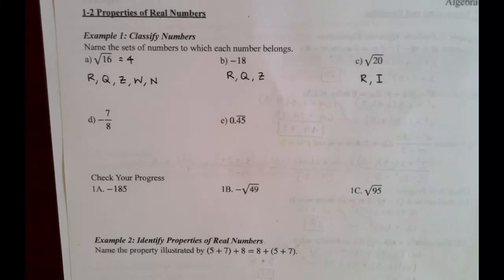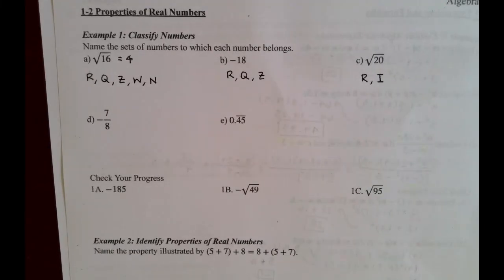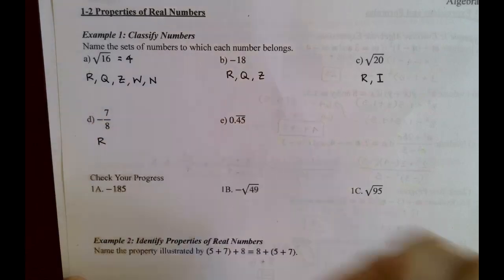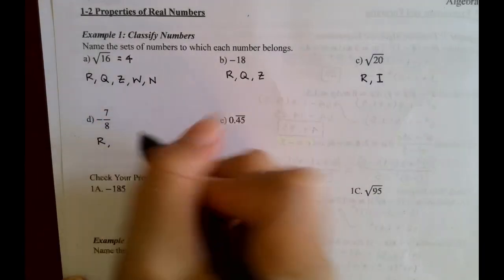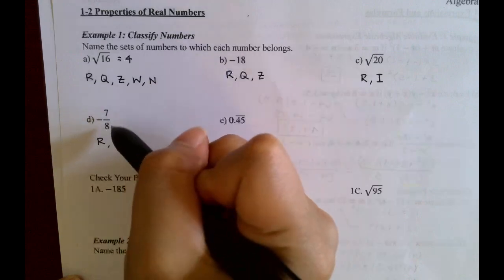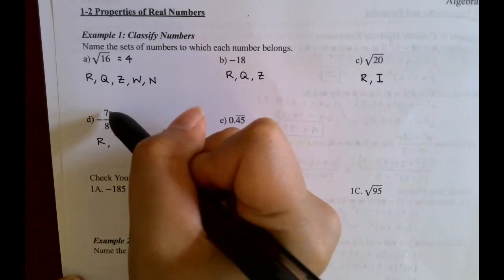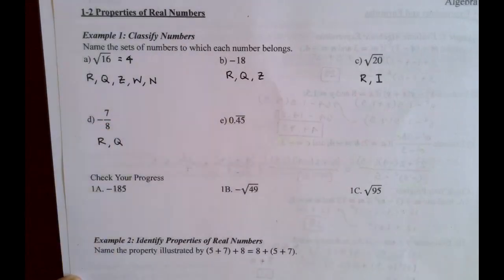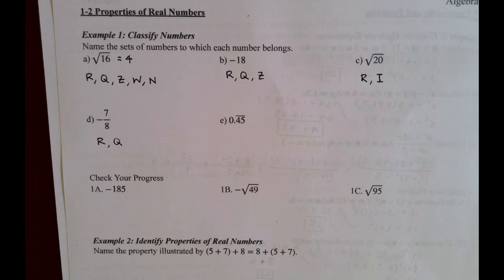Okay. Next one is -7 over 8, or -7/8. Okay. This is a real number. This is also a rational number. You can see it is written as a ratio or a fraction, right? 7 over 8. So it's also a rational number. However, it is not an integer. It is not a whole number, and it is not a natural number either. Okay.